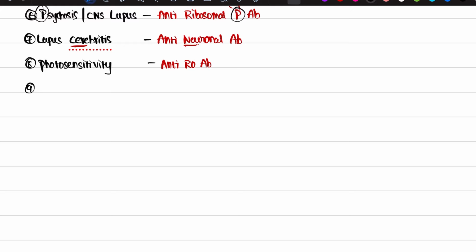So the next one is recurrent abortions. SLE is going to cause recurrent abortions. Recurrent means multiple abortions it is causing. So what are the antibodies responsible for the multiple abortions? I'm going to write it for you guys.